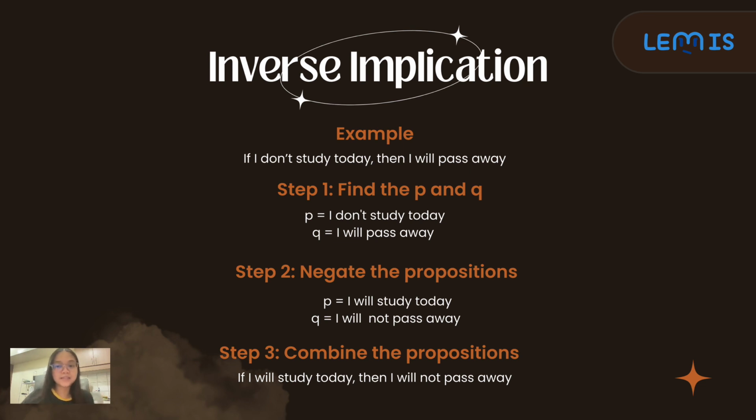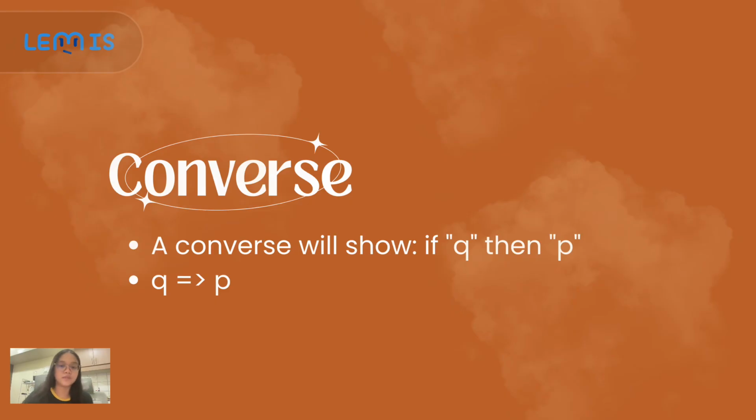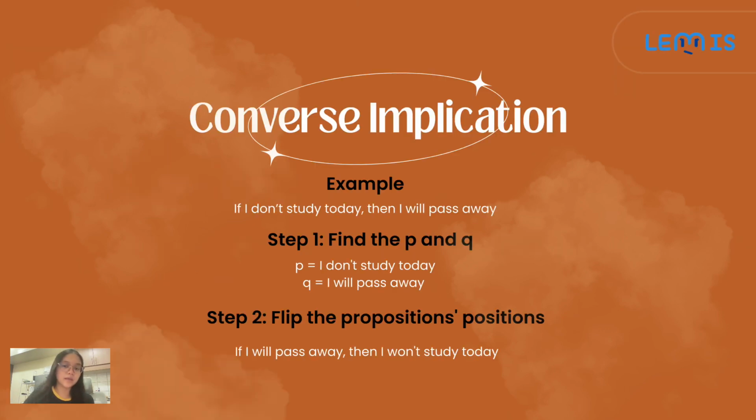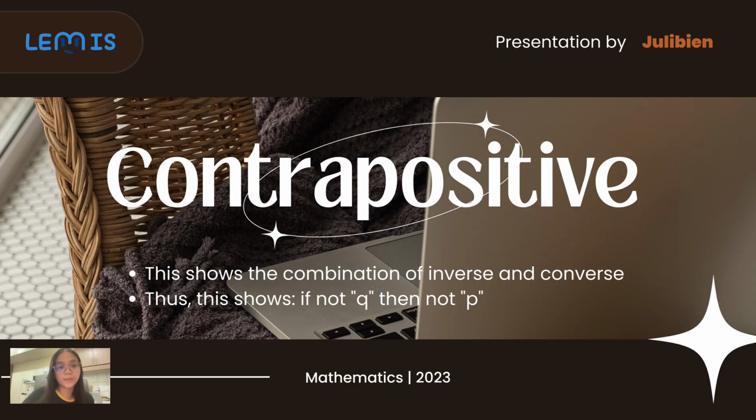And it's that simple. And the next one is the converse. And the converse will show us the if Q, then P. And here, we simply switch the positions of the P and the Q. For example, we have, if I don't study today, then I will pass away. We simply find the P and the Q, which is P, I don't study today, and then Q, I will pass away. And the step 2 is to flip the proposition's positions. So if I will pass away, then I won't study today. Simple as that.